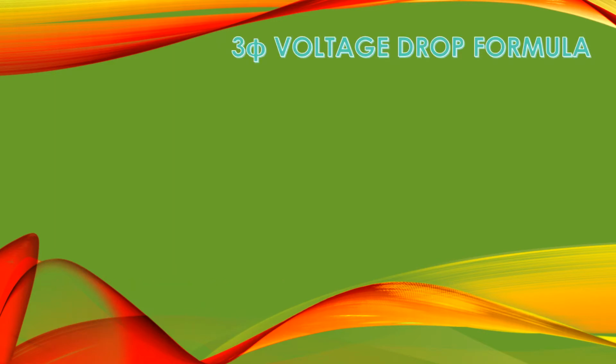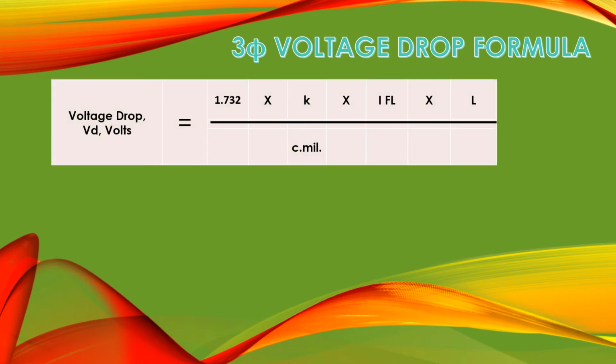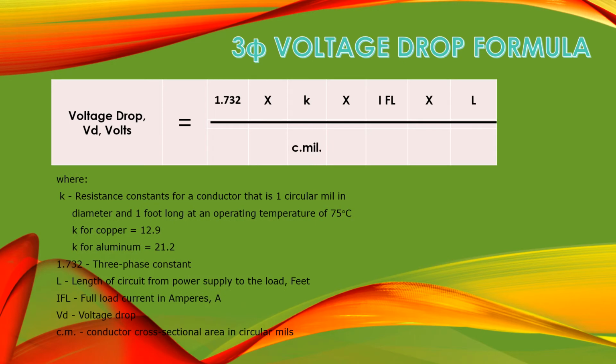And this is the three-phase voltage drop formula. As you can see, it is almost a similar formula except for this factor of 1.732. So it is the same except the three-phase constant of 1.732. For the single phase, your factor is 2. For three-phase, your factor is 1.732.